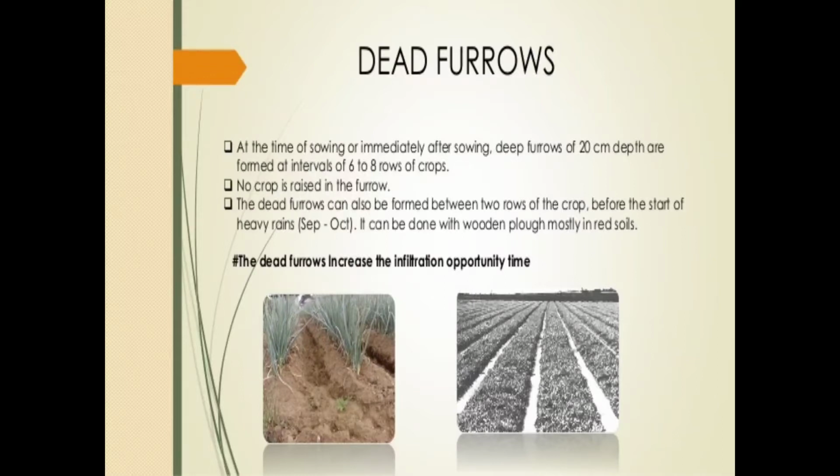So see in the figure, there is the opening of the dead furrows which is carried out in the first figure. In sugarcane crop, the dead furrows are opened in between two rows, and this second figure also shows the opening of the dead furrow, and in that furrow no crops are cultivated. So this is about the dead furrow, which is also one of the mechanical practices.